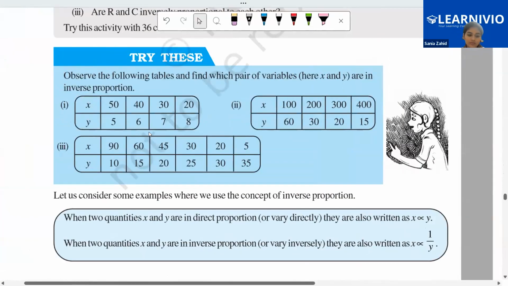Ma'am, I have a doubt. Yes. The formula would be x1 by y2 is equal to x2 by y1 is equal to x3 by y4 is equal to x4 by y3. No, no. See, first you consider these two. You check for them. First, just check for them and tell me.